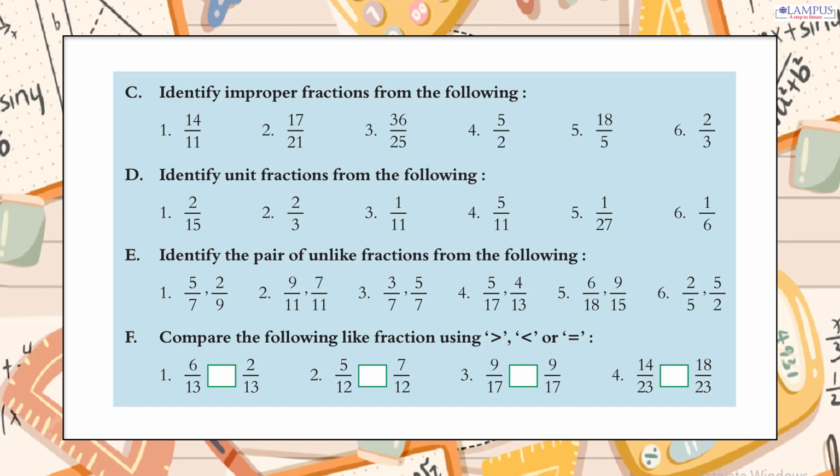F. Compare the following like fractions using greater than, less than, or equals. 1. 6 by 13, 2 by 13, 2. 5 by 12, 7 by 12, 3. 9 by 17, 9 by 17, 4. 14 by 23, 18 by 23.